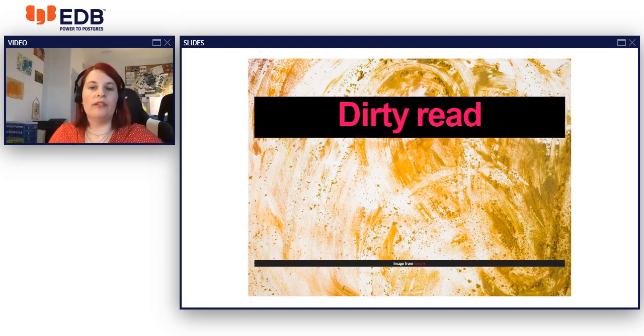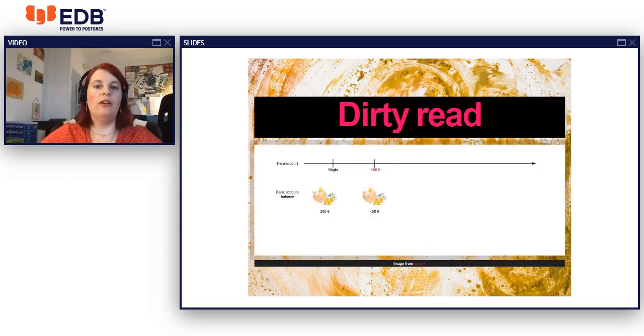Let's see how it works with an example. So if we assume you have a bank account with 100 euros on it, and then a transaction occurs which will try to retrieve 150 euros from your bank account. Let's assume also there is a constraint that says that your bank account can't be less than 0 euros. The transaction still happens because the constraints are checked only on the commit operation. So for now, the bank account balance is minus 50 euros.